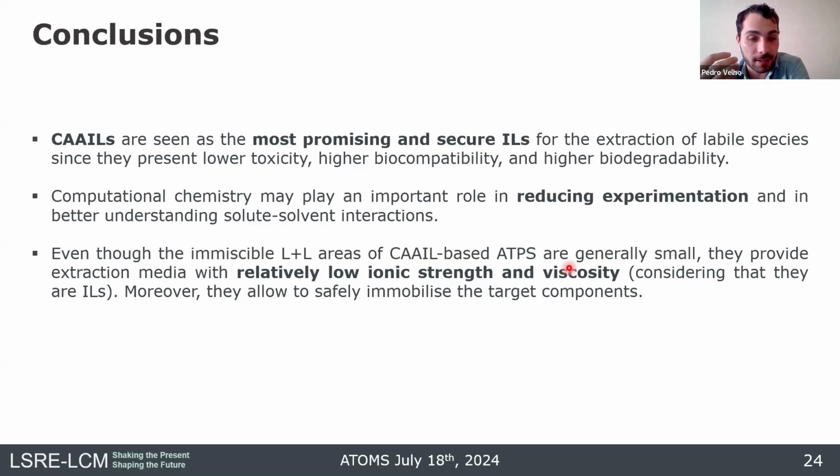Lastly, even though ATPS based on choline amino acid ionic liquids generally present very small liquid-liquid areas, they provide extractive media with relatively low ionic strength and viscosity. Obviously, considering that they are ionic liquids, they are viscous, but not that much compared to, for example, first-generation ionic liquids, and they safely allow immobilizing the target components, either in microencapsulation or immobilization in ionic liquids.